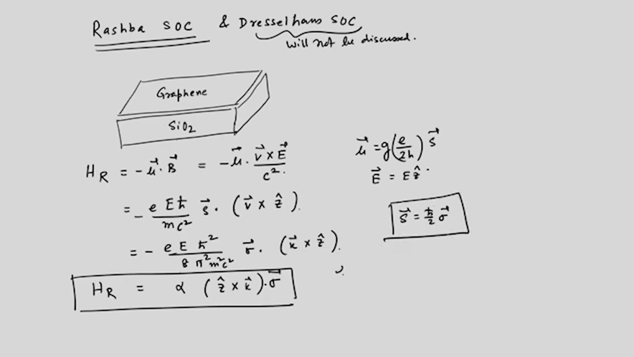So, this alpha is the strength of the spin orbit coupling. It is equal to e h cross square divided by 8 pi square m square c square, into E. And now you see that it depends upon the electric field, which can be an external gate voltage applied in order to change, or rather tune, this value of alpha.